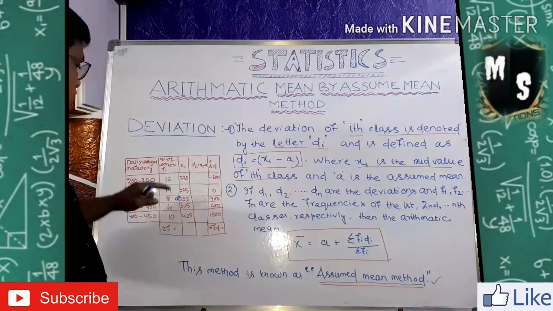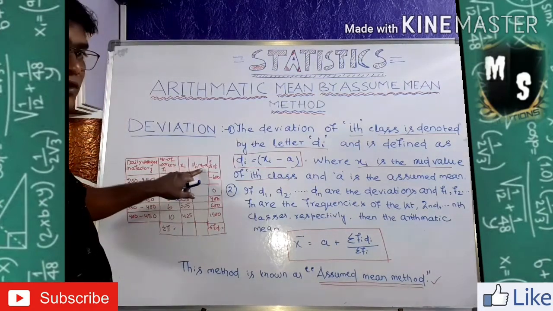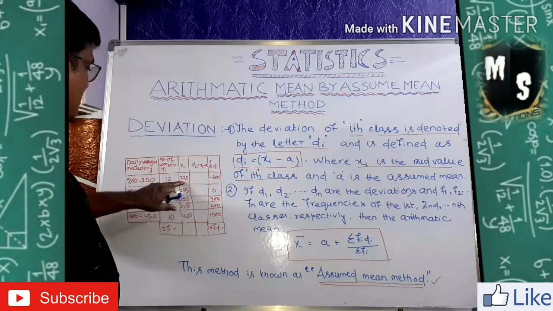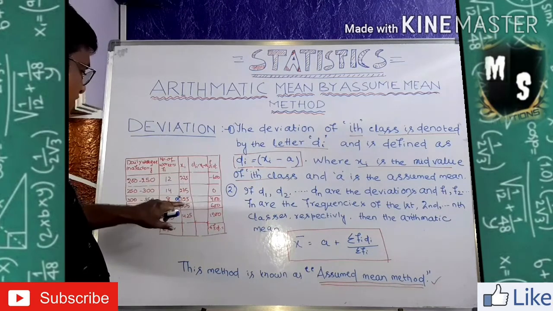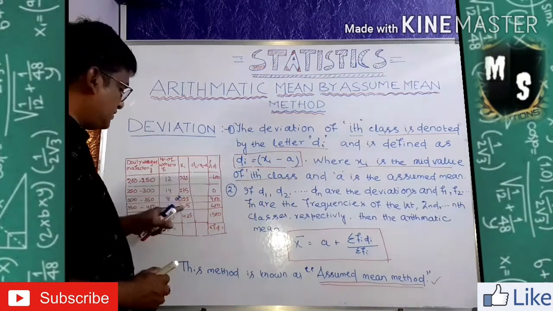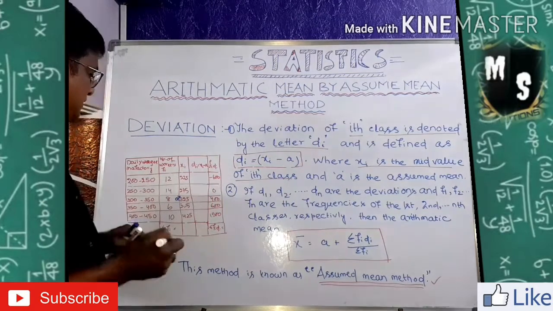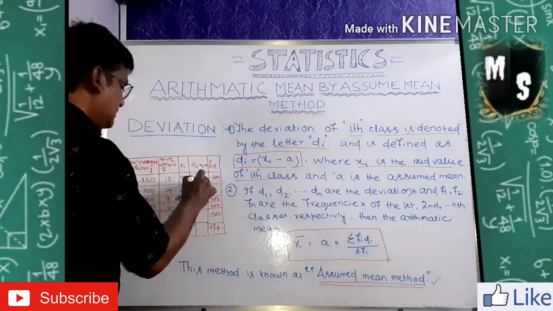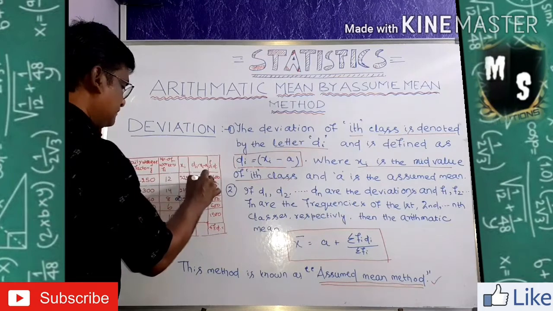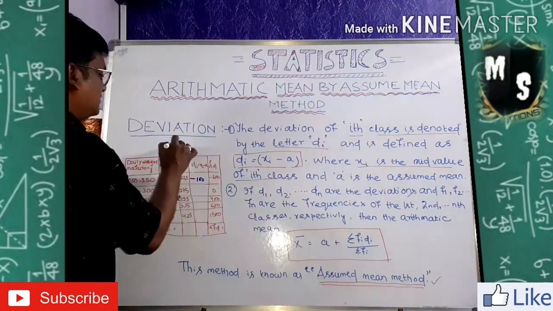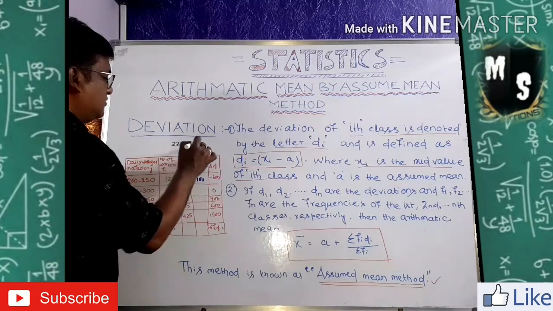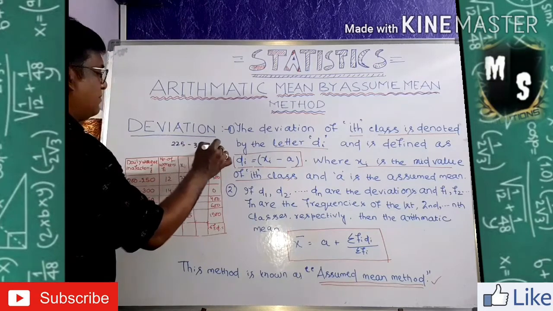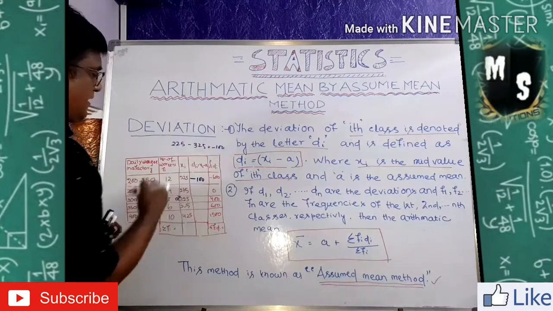See now, it is 225. Here, 225 minus A. What is A? 325. 225 minus 325. What is that? That is minus 100. See, 225 minus 325, what is coming? Minus 100. So you have to write like this.